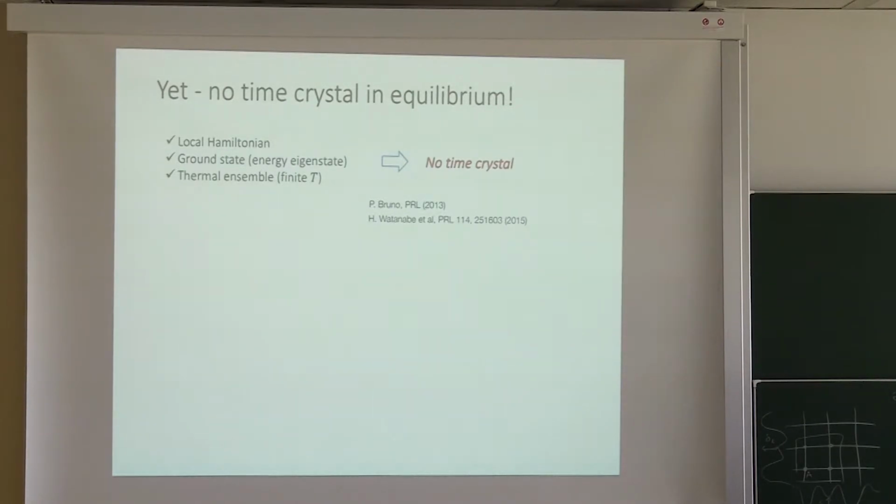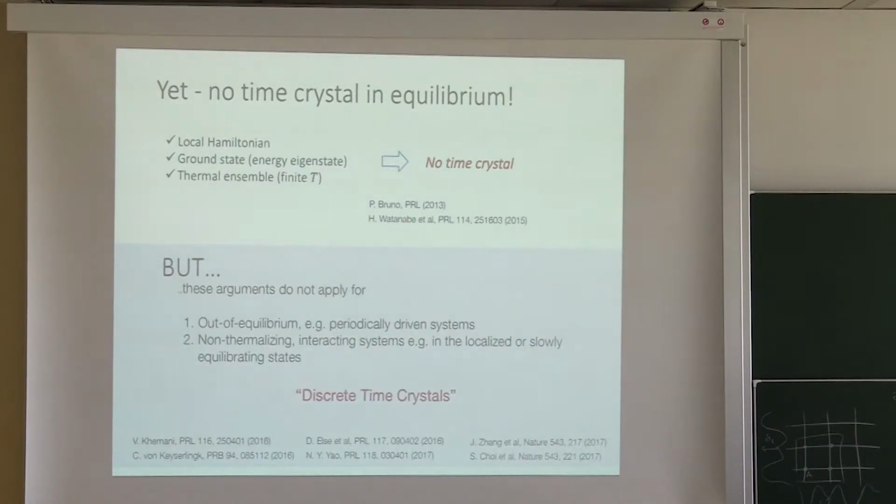But fortunately, that's not the end of the story, because these arguments do not apply for systems that are out of equilibrium: systems that you periodically drive, and that are non-thermalizing interacting systems, so systems that are localized or only very slowly thermalizing. And what theorists have shown in 2016 and 17 is that these systems can show a phenomenon called discrete time crystals.